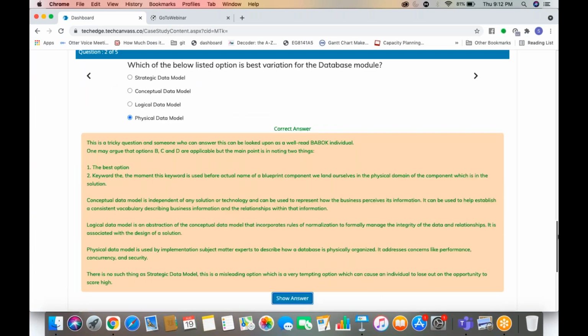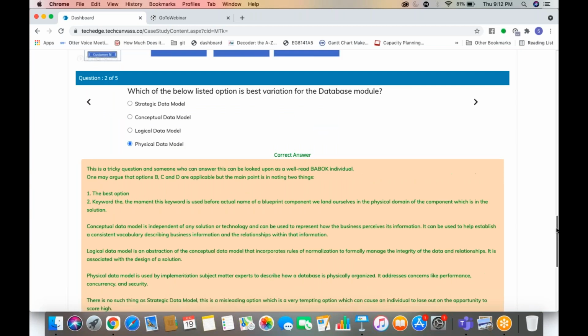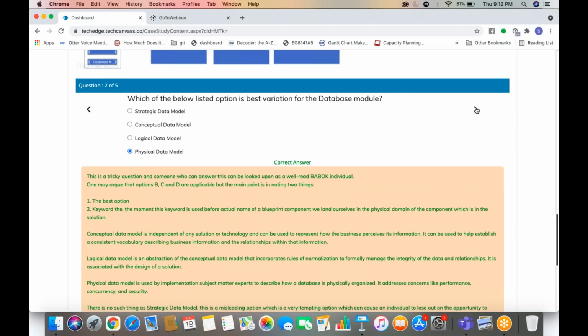This is how you have to approach those questions. Now let me go to the next question. You guys will be thinking I would have seen this question already, and that's why. But the way I'm eliminating the options, that kind of reasoning is what I want you guys to develop. I know these questions and answers, but why did I eliminate strategic? Why did I eliminate conceptual? I want you guys to focus on it.